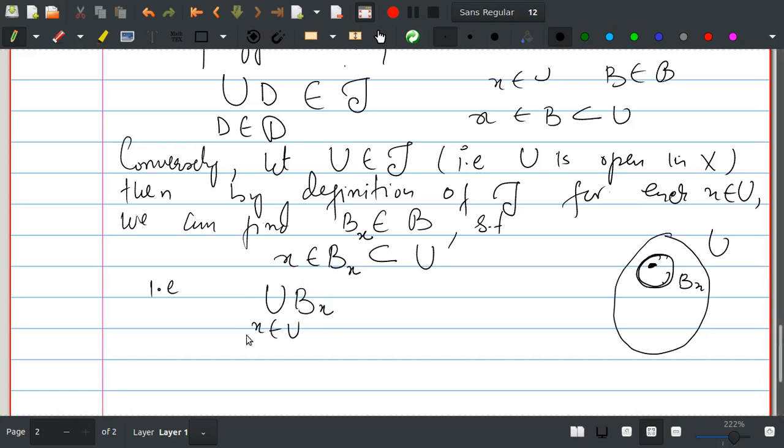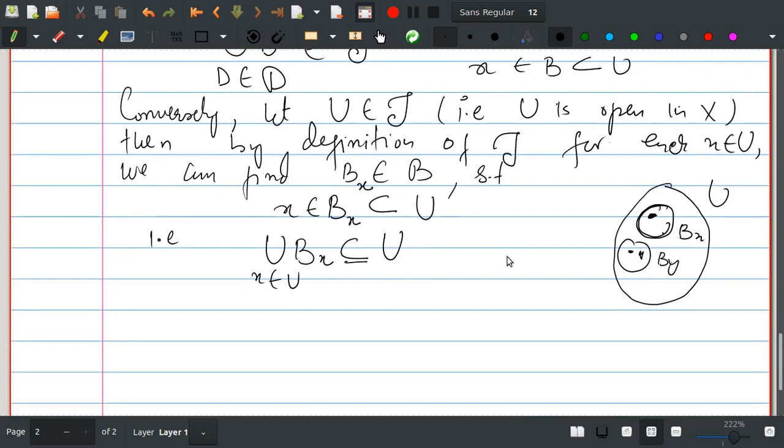So i.e. if I look at all these basic elements, then this has to be a subset of U, because if I look at this element y, then we can find By here, which is in U. Now since all these basic sets sit in U, so is their union. So this is the one way. Now to prove U is contained in there, we will proceed as follows.